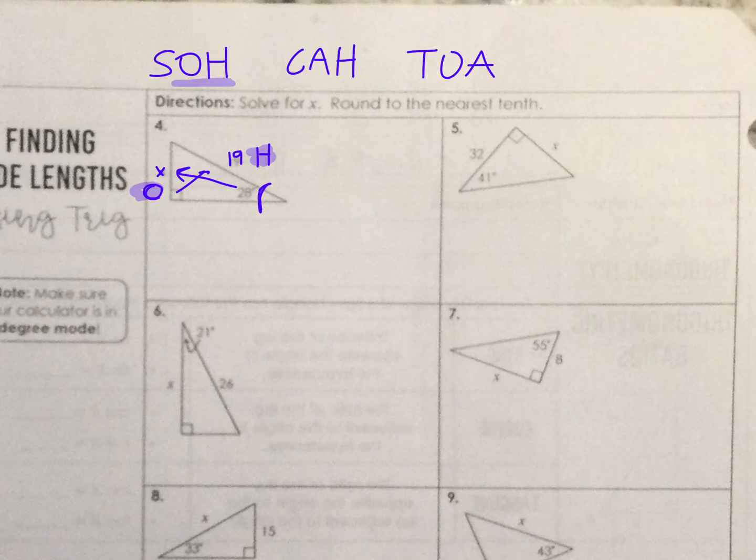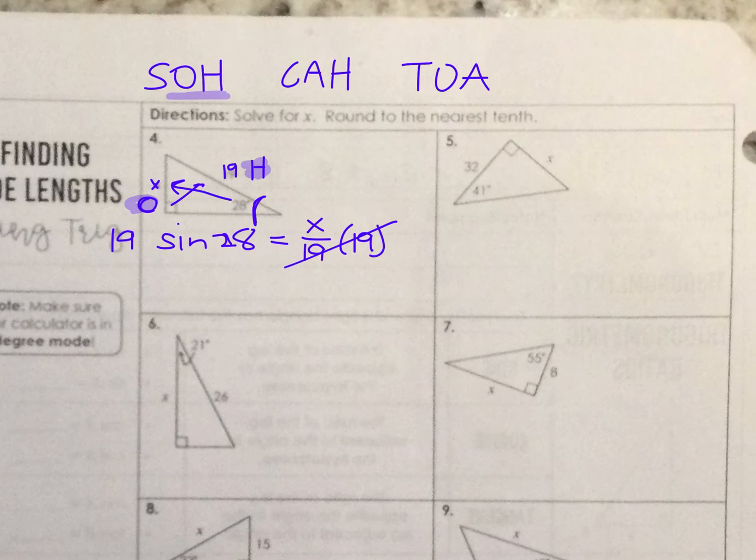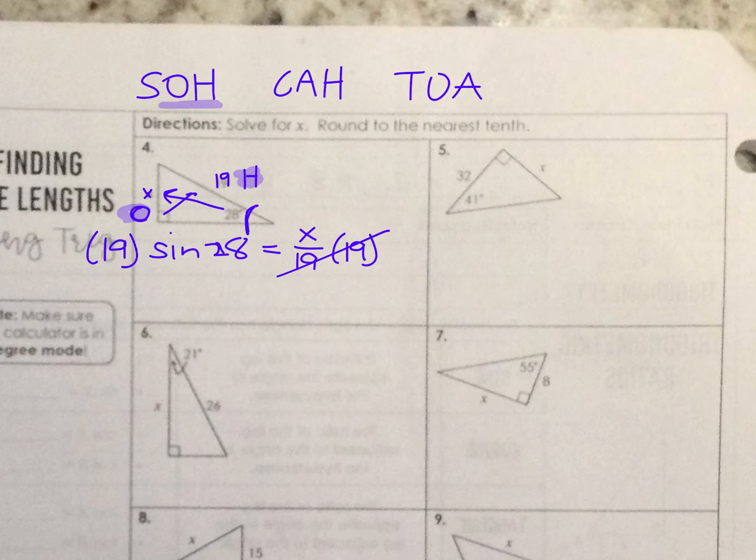So I'm going to set up an equation. The sine of 28 is going to equal opposite X over hypotenuse 19. Now, all I have to do is solve this. Well, I got to get that 19 away, so I'm going to multiply both sides by 19. If you type in your calculator 19 times the sine of 28 and hit enter, the answer will just pop up.